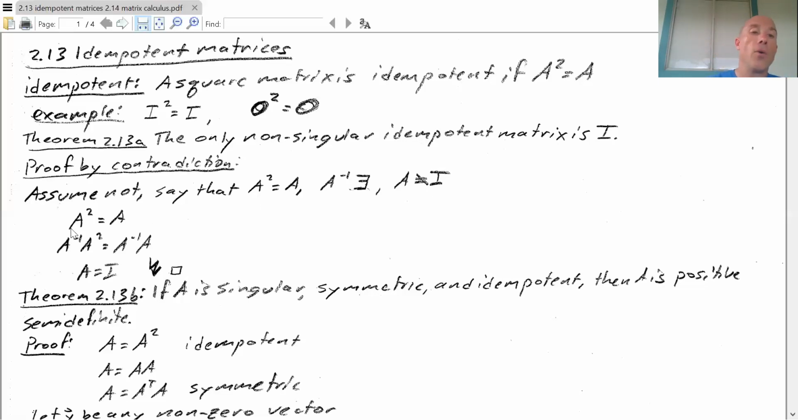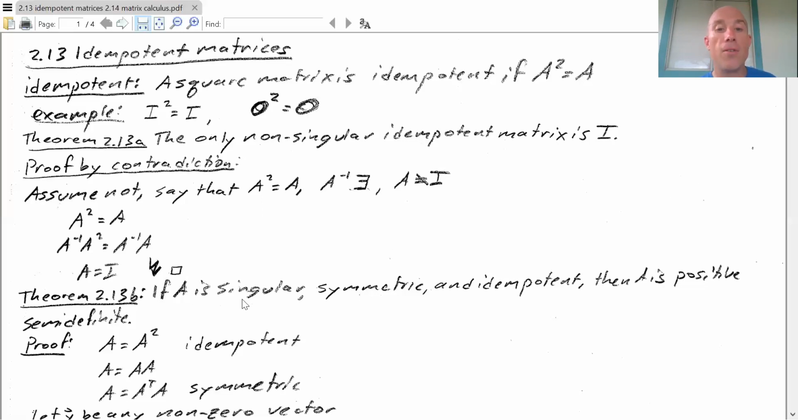So let's go A squared is equal to A. Now let's multiply both sides by the inverse. When I do that, on the left I'm going to get just A, and on the right I'm going to get the identity. So A equals I. That contradicts what I set up. Therefore, the assumptions of the proof by contradiction cannot be correct. And so it works out that the only non-singular idempotent matrix is the identity matrix.